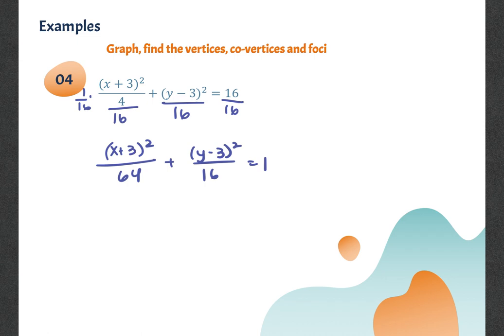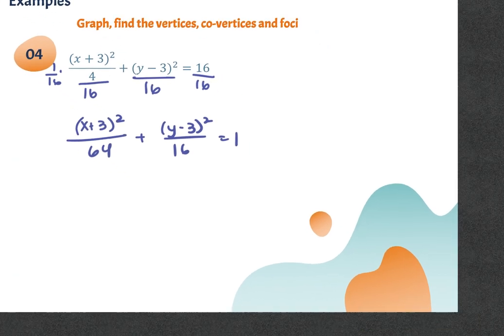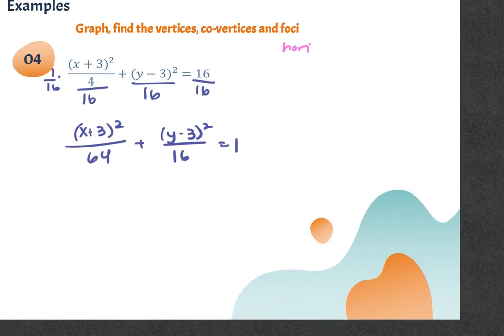Now from here is where I determine if it's vertical or horizontal. Which one's got the bigger denominator? X, which means horizontal. What's my center? -3, 3. Change the signs. My A squared is 64. My A is 8. My B squared is 16. My B is 4.